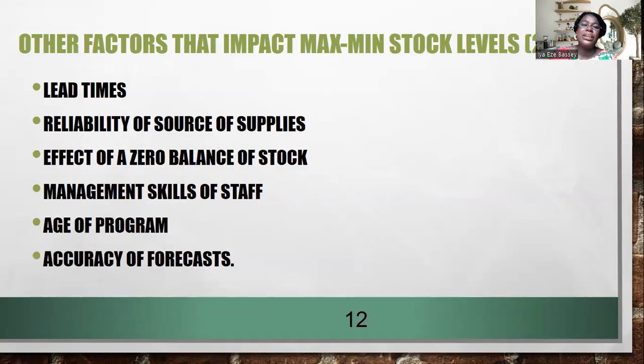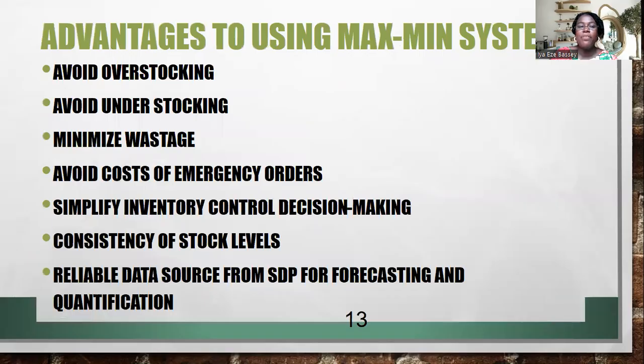Other things that impact the max min stock levels include your lead times, reliability of the source of supplies, effect of a zero balance of stock, the management skills of staff, the age of the program, and the accuracy of their forecasts. So why do we need to use a max min system?